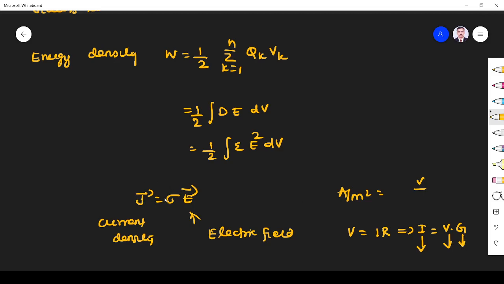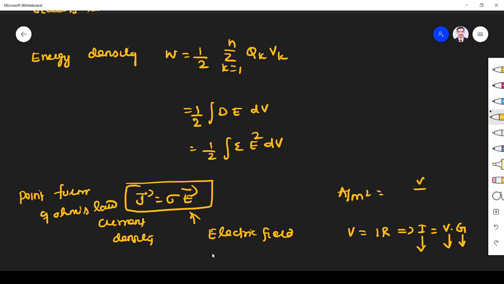You see, current density is the current at a particular point. E is volt per meter at a particular point. So sigma is conductivity. We can say this is the point form of Ohm's law. V equals IR is for circuit theory; this is for field theory. Point form of Ohm's law.